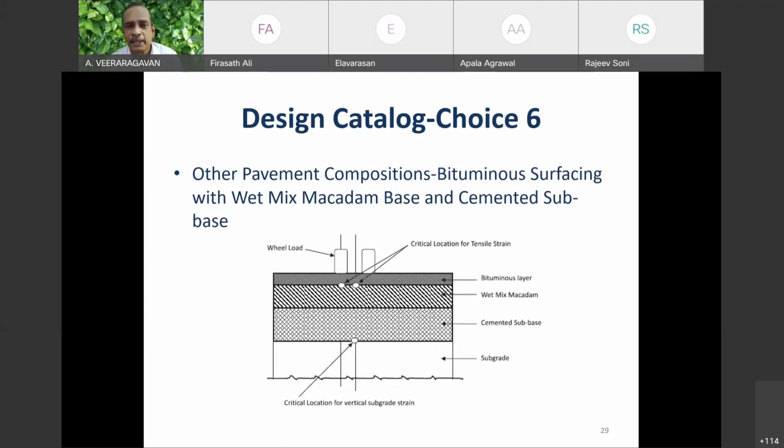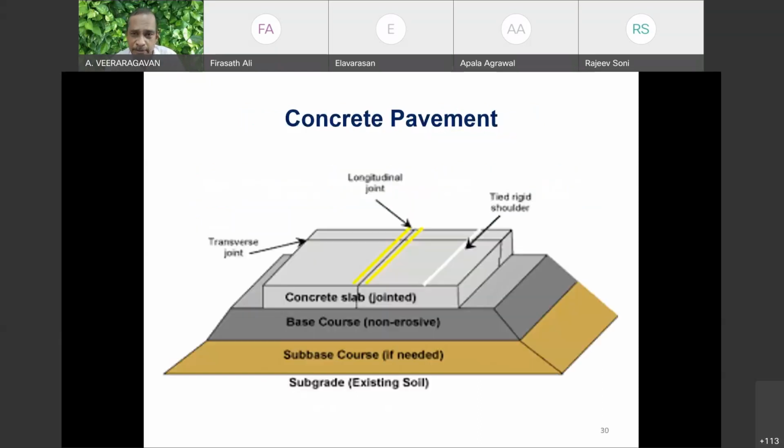Now you realize that there is nothing like a single design, one size fits all design. You can have a number of alternatives with alternate materials, but the challenge is, what is the material consumption for all the 6 designs? What is the design thickness? What is the performance? What is the maintenance requirement? What is the life cycle cost? So one has to work these out first and then arrive at the sustainable design considering various alternate designs that are possible. You can go in for a concrete pavement as well.